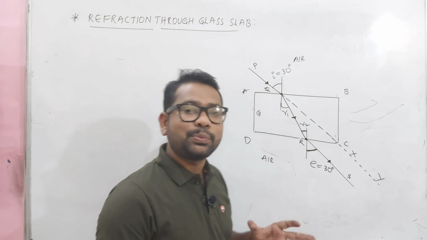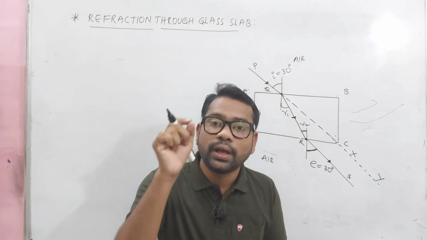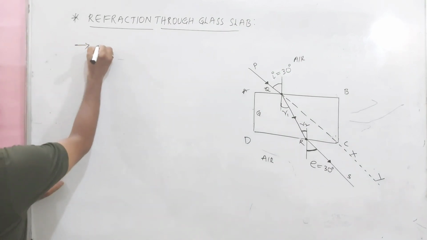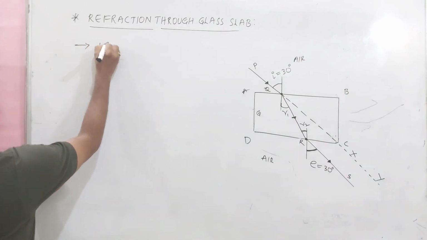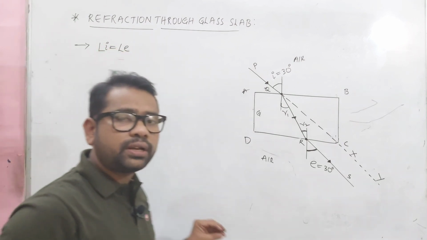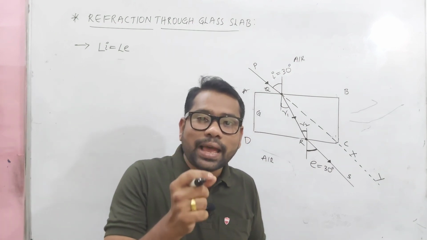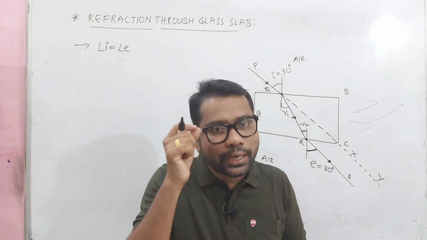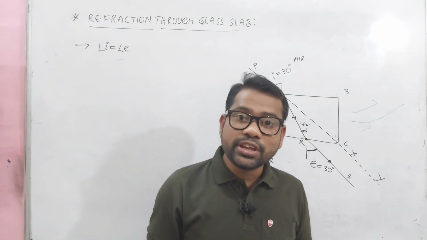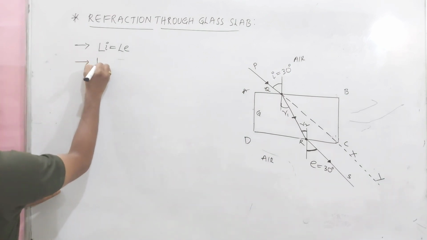Which means the angle of incidence is always equal to the angle of emergence. Children, it's very, very important. Which means the light ray is not deviated. So the glass slab does not deviate the light ray. In the exam the question will be asked: what is the deviation produced by the glass slab? Just note it down here.